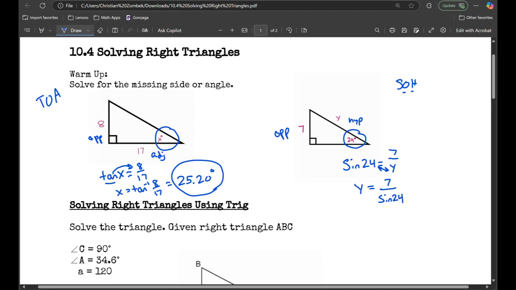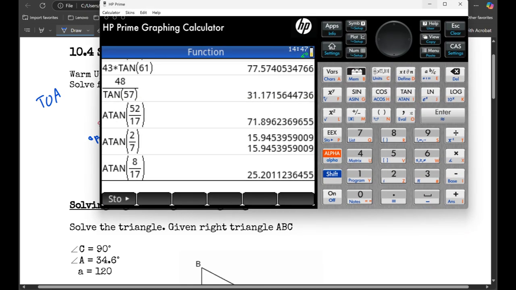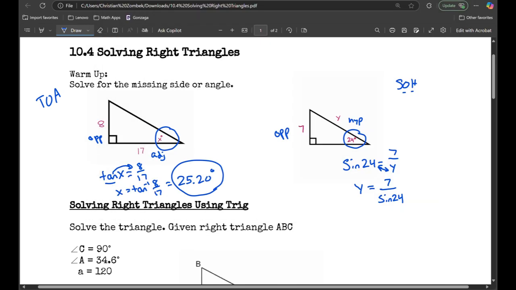Then I'm going to go to my calculator again. There is this free app. You can go to the App Store and download the HP Prime. So now I'm going to do the, what was the number? I always forget. 7 divided by sine of 24.